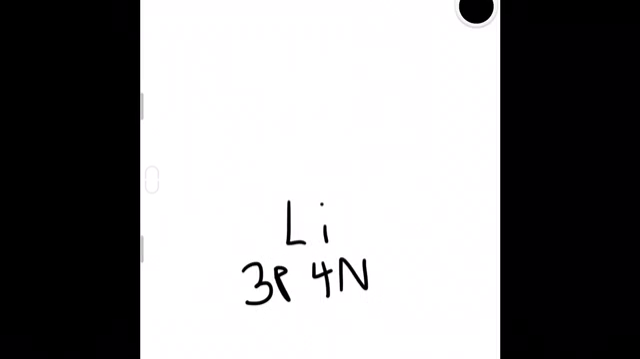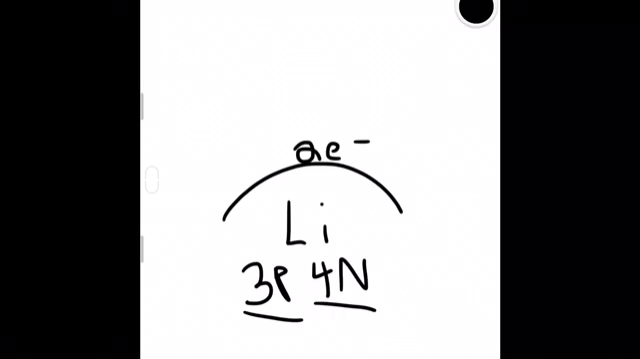Let's take a look at a lithium atom. So it has 3 protons, 4 neutrons. In its first shell, it's going to have those 2 electrons. And then in its outermost valence shell, it's just going to have 1.